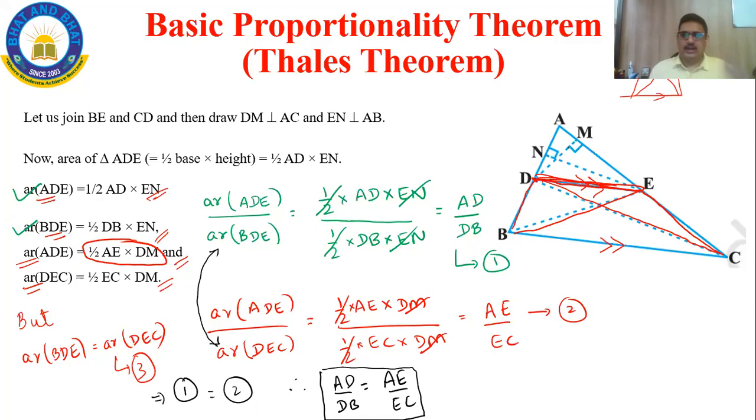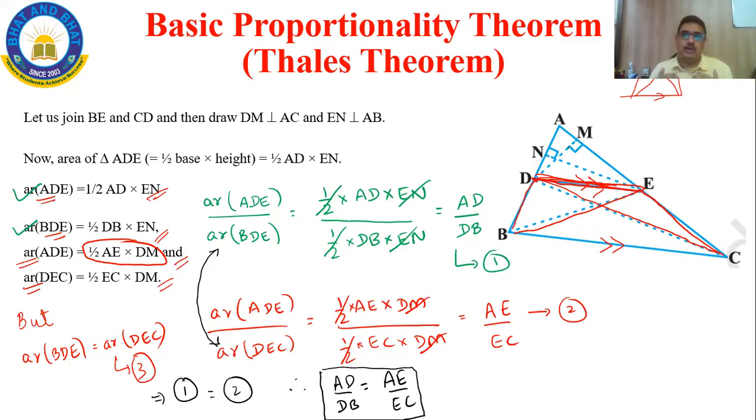So let me just run through the steps of the proof. So what did we do? First we took the triangle ABC. Then we drew a line parallel to base. That means DE is parallel to BC. That means D and E are our distinct points. Then we joined B and E, D and C points. So we got two triangles. What triangles? BDE and DEC.